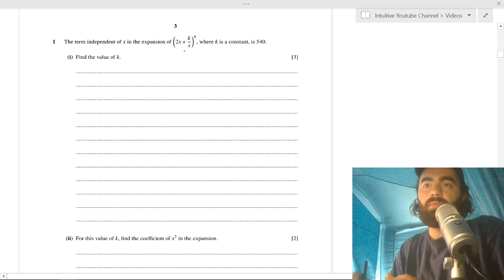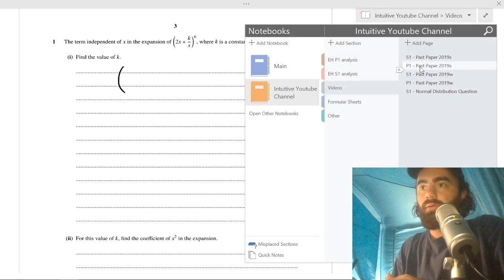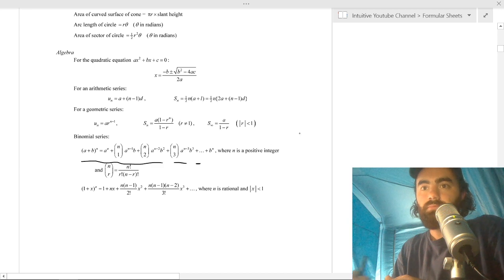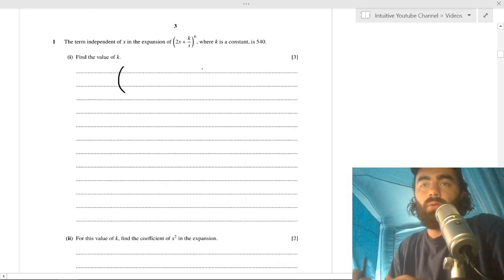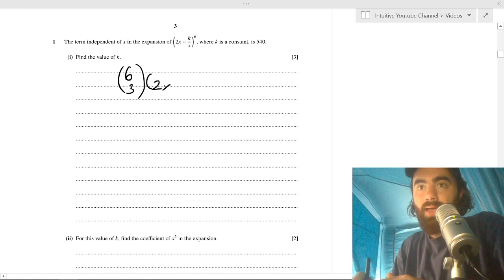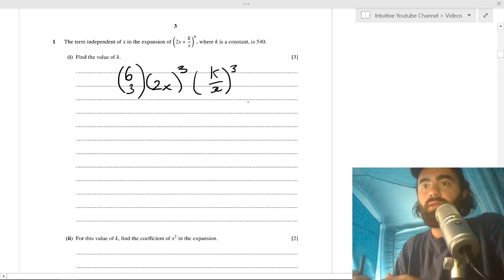So let's find in the expansion the term independent of x, which will be, if we look at our formula sheet and we look at this formula here, and we just think about it, the term where we're going to be independent of x is when this part, a in that part, in the binomial expansion, because then we're going to get x cubed on this term, and also an x cubed on this term. So that means these x cubes will cancel.